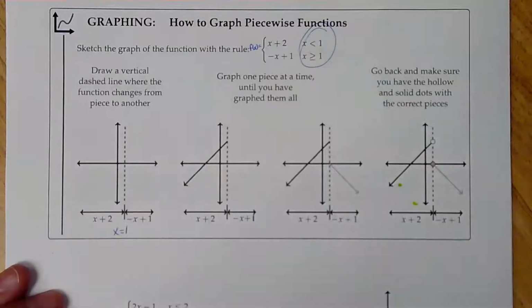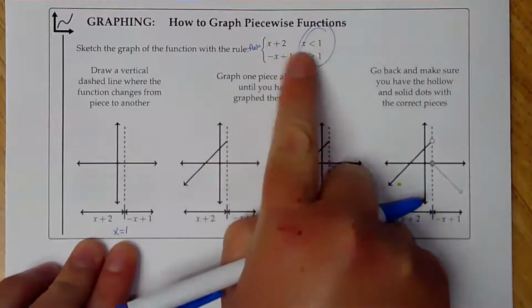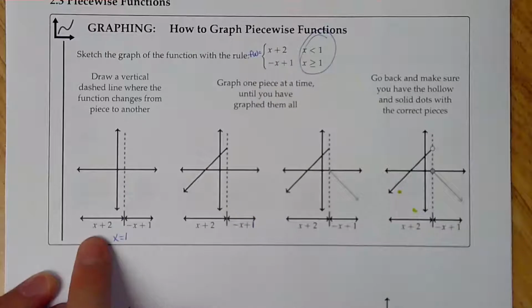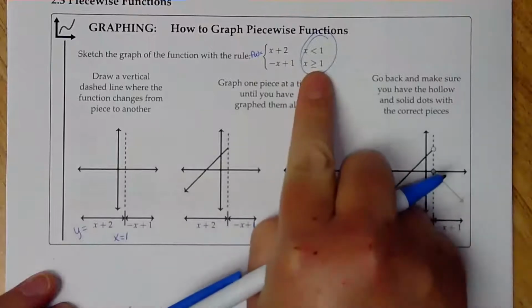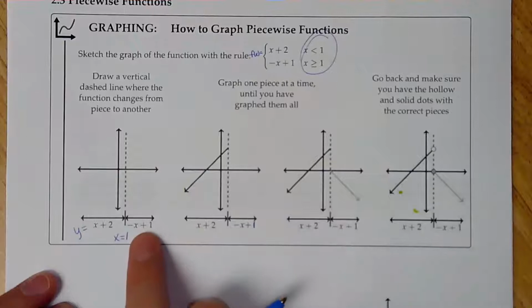So I know one function goes on one side, one goes on the other. And what I do next with this number line, or this fence line, is I say, okay, so x is less than 1, I'm going to use x plus 2. So here's less than 1 on a number line. So I put my function, that's my y equals. And for x greater than or equal to 1, I'm using this negative x plus 1. So I put it on this side.